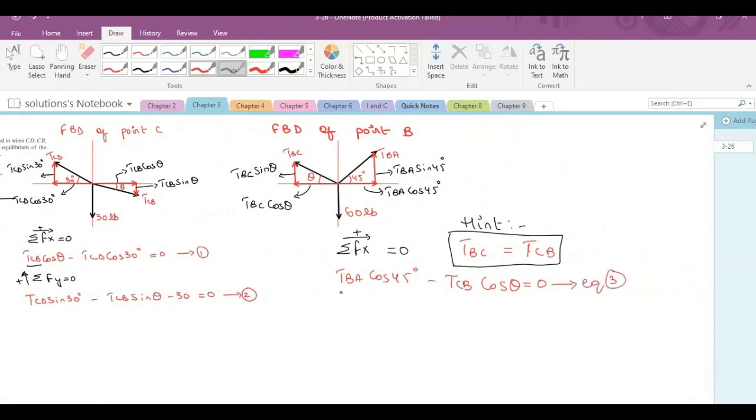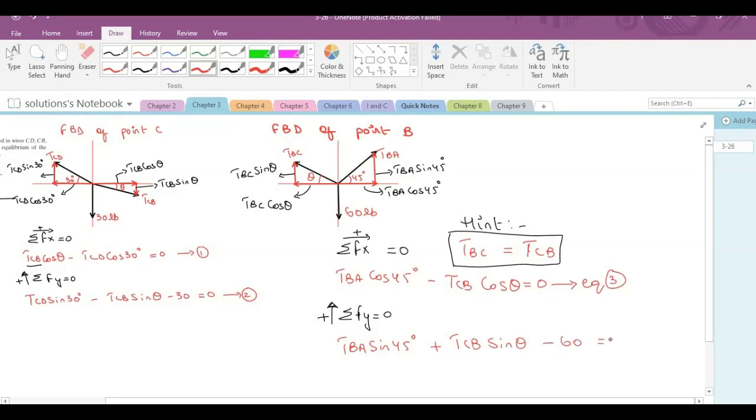We have another equation, that is summation of the forces in y direction equals 0. I'm considering up direction as positive. So we have TBA sine 45 plus TCB sine theta minus 60 equals 0. Let's call this equation 4. So now we have four equations and four unknowns. But how to solve them?